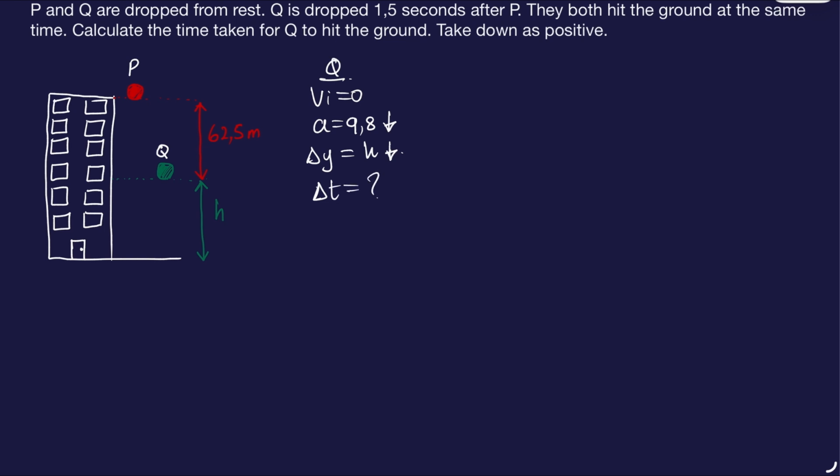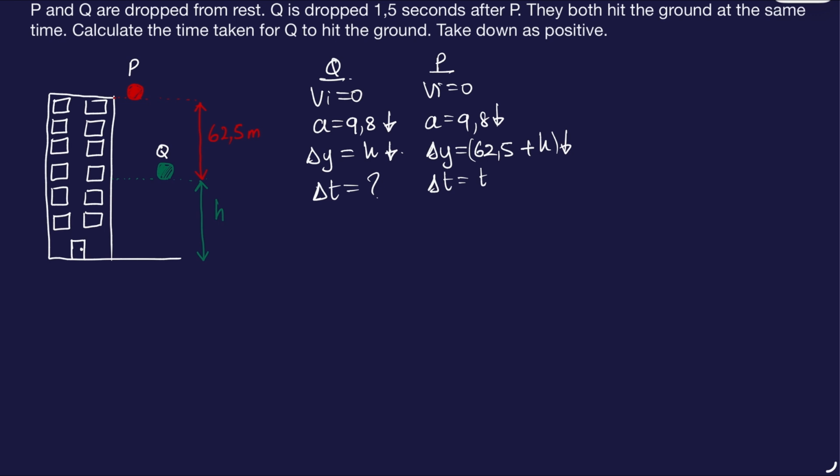Now for P, I know the VI is equal to 0. I know the acceleration is 9.8 down. The displacement for P is going to be the entire height of the building. So it's going to be 62.5 plus the height in a downward direction. And then the time for P, let's just call it T.